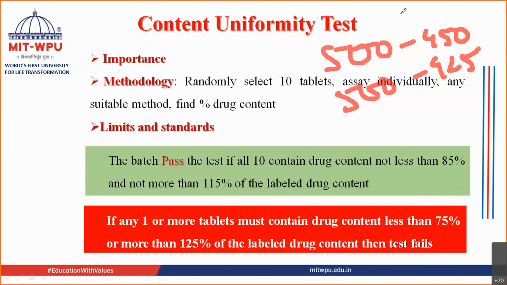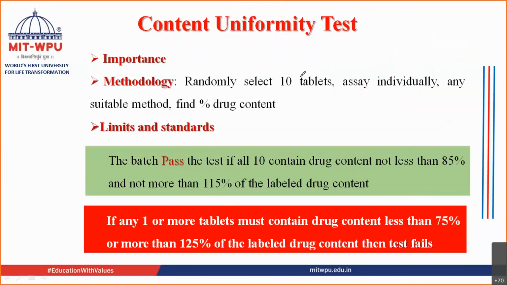Why is it possible? If your mixing etc. is not proper, when you are preparing granulation, you have not properly mixed the powders. So there may be a possibility that at one part you are getting more active ingredient, at the other part you are getting less active ingredient. So what you are trying to do is solve this problem by doing the content uniformity test.